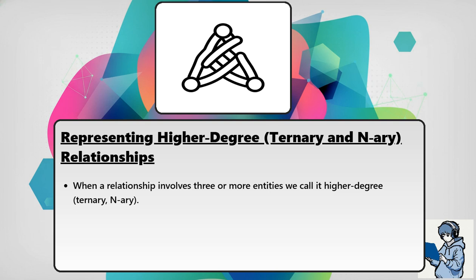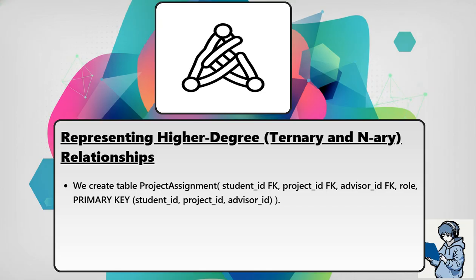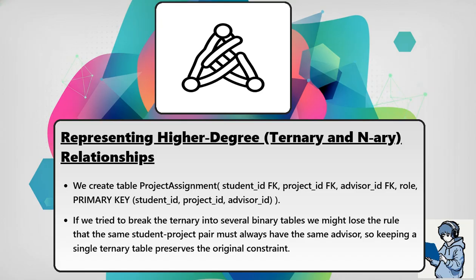When a relationship involves three or more entities, we call it a higher degree, or ternary, relationship. The safest way to store it is a separate table that holds a foreign key for every participating entity plus any attributes of the relationship itself. Example, a project is worked on by a student under an advisor. We create table project_assignment(student_id foreign key, project_id foreign key, advisor_id foreign key, role, primary key (student_id, project_id, advisor_id)). If we tried to break the ternary into several binary tables, we might lose the rule that the same student-project pair must always have the same advisor, so keeping a single ternary table preserves the original constraint.